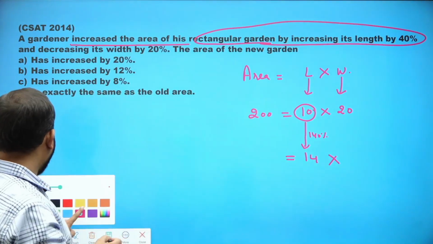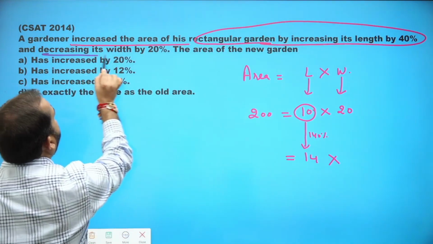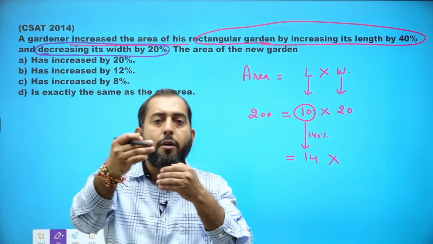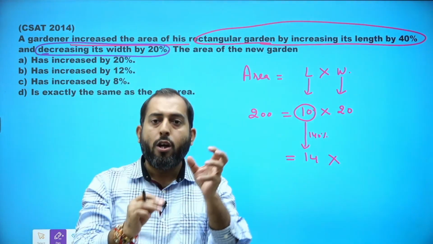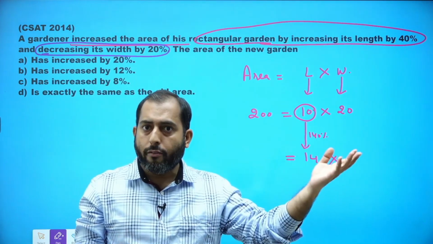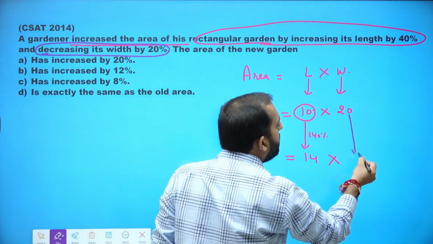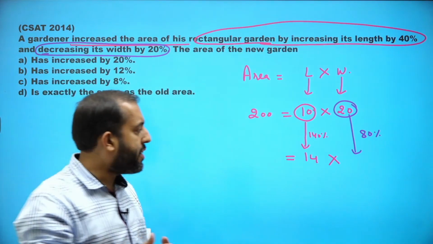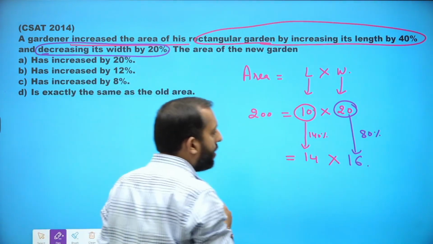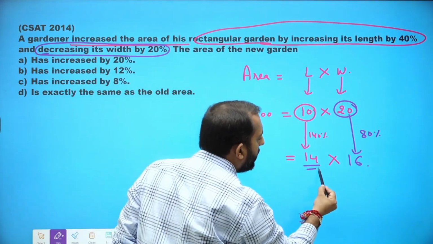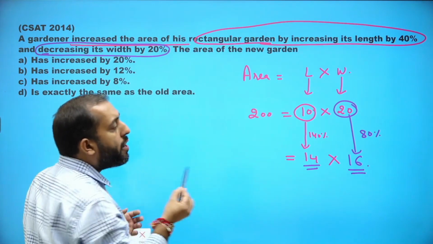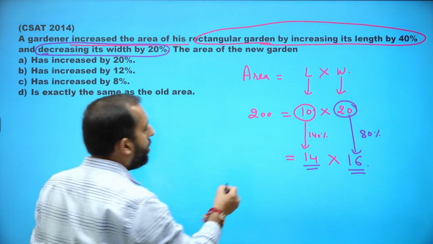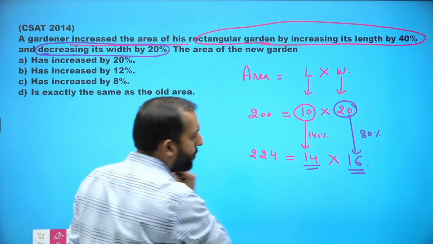Next, its width has been decreased by 20%. So a decrement of 20% is going on, and 100 minus 20 will become 80%. So the new value will be 80% of the old value. What is 80% of 20? 80% of 20 is 16. Now, the new length is 14 and the new width is 16. So what can I say about the new area? 14 into 16, the new area will be 224.